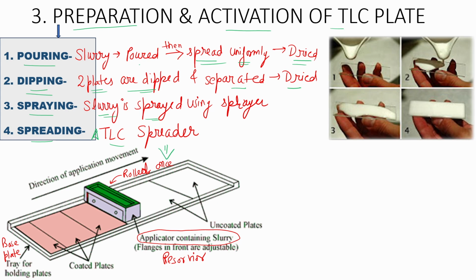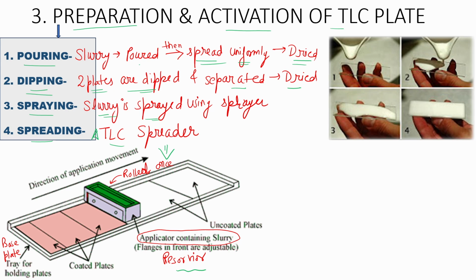Usual diagram of TLC spreader is given. It consists of a reservoir in which the slurry is filled, and a base plate is used for holding the trays or the TLC plates, and it is rolled once for the application of slurry onto this TLC plate.